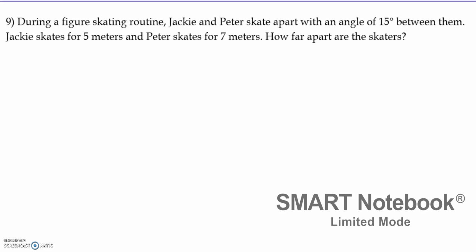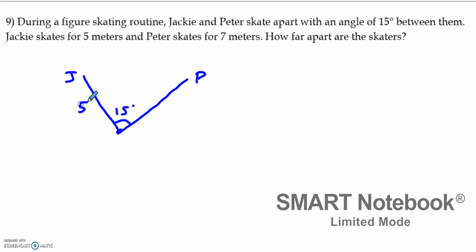All right, so number 9. During a figure skating routine, Jackie and Peter skate apart with an angle of 15 degrees between them. So let's say they start right here, and Jackie goes this direction, and Peter goes this direction, but they start with an angle of 15 between them. So I'm going to say that that's 15 degrees.